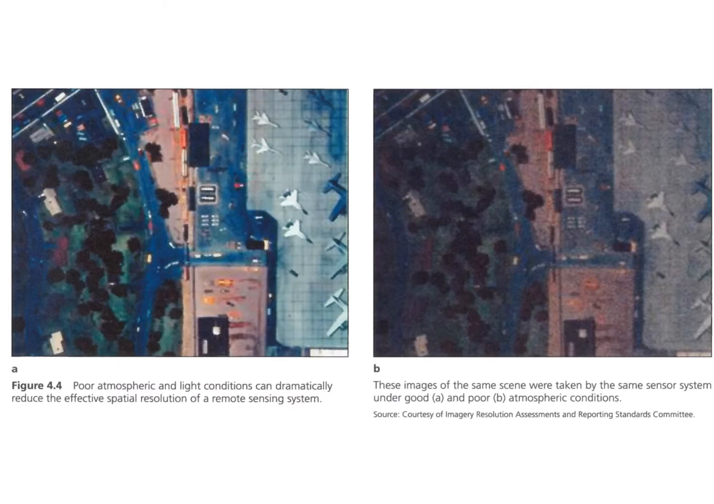These two images show the impact of atmospheric and lighting conditions on spatial resolution. You can see that the left-hand image, which was taken under good conditions, you can make out finer details. Particularly, look at the grid that is in the area where the planes are parked. It's very distinct at the left, which is under good conditions. Very difficult to see at the right under bad conditions.